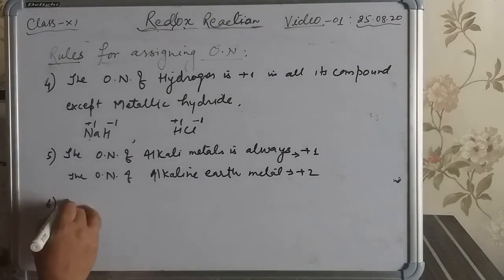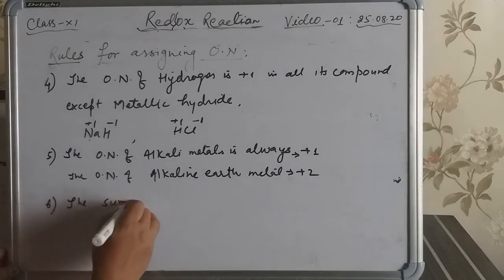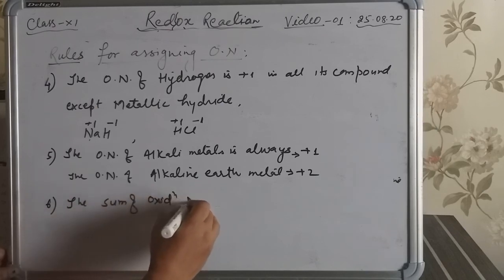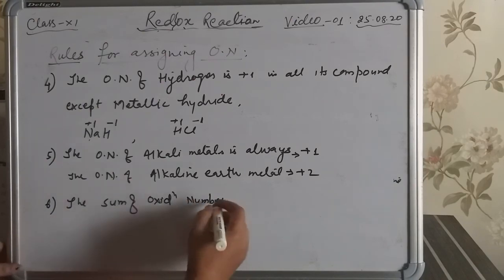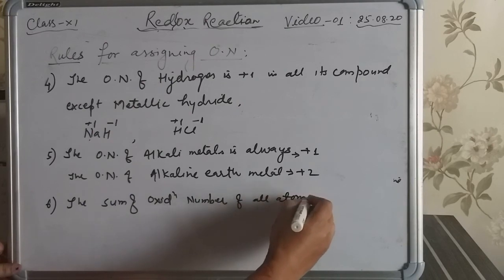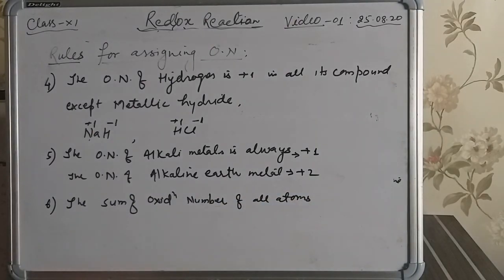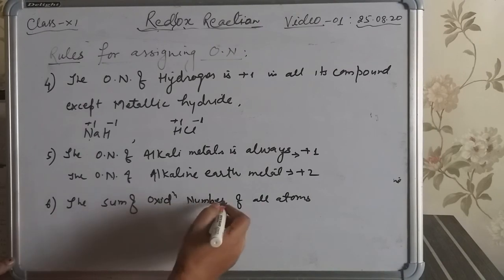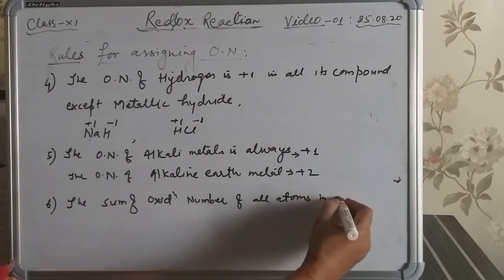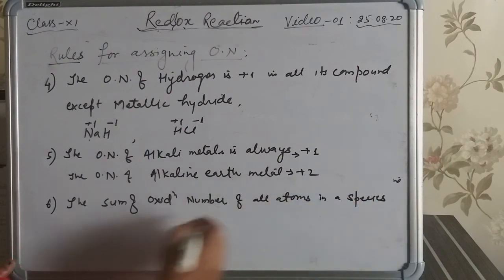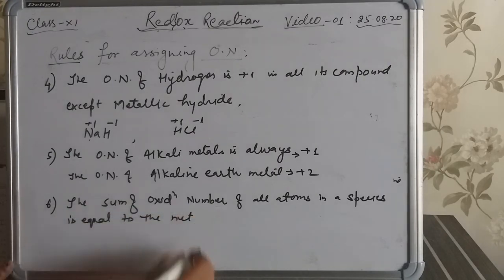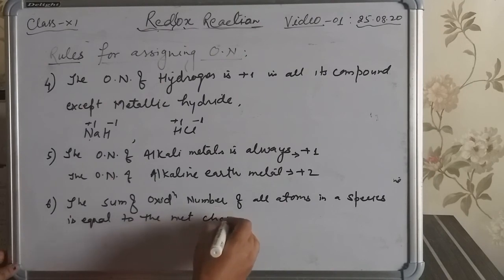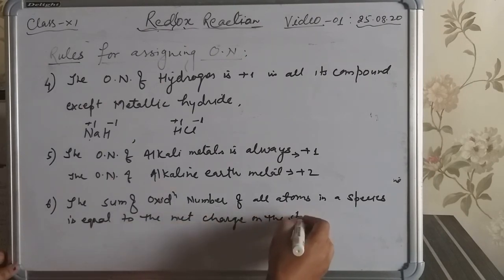The next rule is that the sum of the oxidation numbers of all atoms in a species is equal to the net charge on the species.